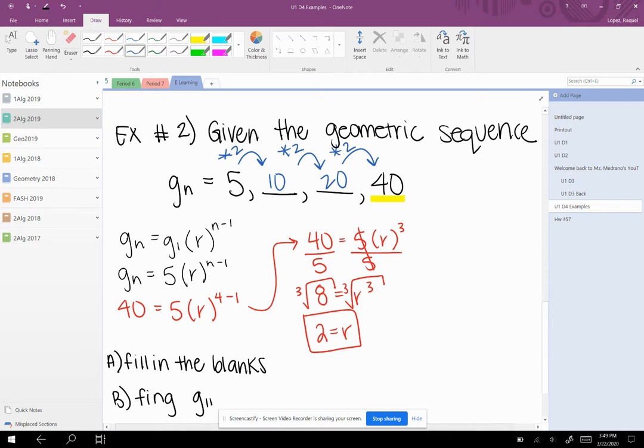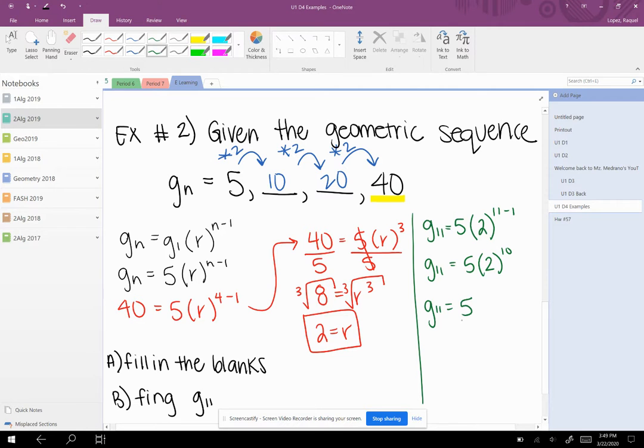And then they want us to find g of 11. So now I can just go ahead and use my formula for that. So I'm going to do this over here in green. I know my common ratio now is 2. I'm going to plug in 11 for n. Start following order of operations, peeps. So I have 2 to the power of 10. So 2 to the power of 10 is 1,024, and then we're going to multiply that by 5. And so the 11th term in this sequence is 5,120.